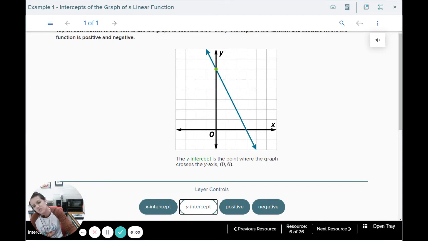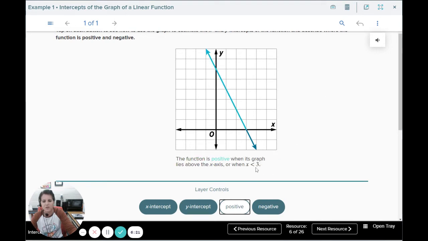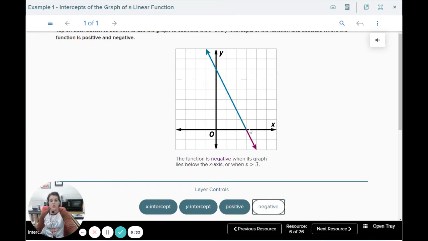Look, it's going this direction, right? My x's are going this direction as my y's are going up. So it's all of my x values that are less than 3 where my function is positive. So let's click on this. Where is it positive? For all values of x less than 3. Where is it negative? Well, it's going to be negative everywhere below this. So it's negative for all values of x greater than 3.